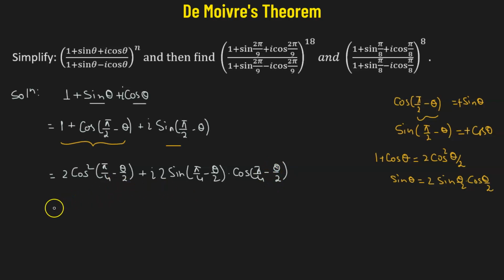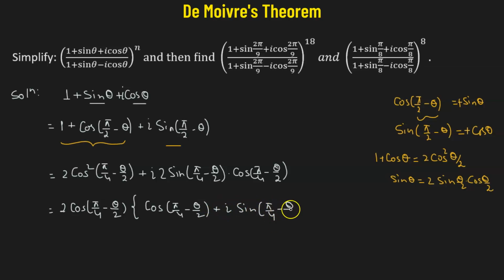Now what we can do is take 2 times cosine of pi over 4 minus theta over 2 as the common factor, so this will get multiplied by cosine of pi over 4 minus theta over 2 plus iota times sine of pi over 4 minus theta over 2. So let's label this as number 1.